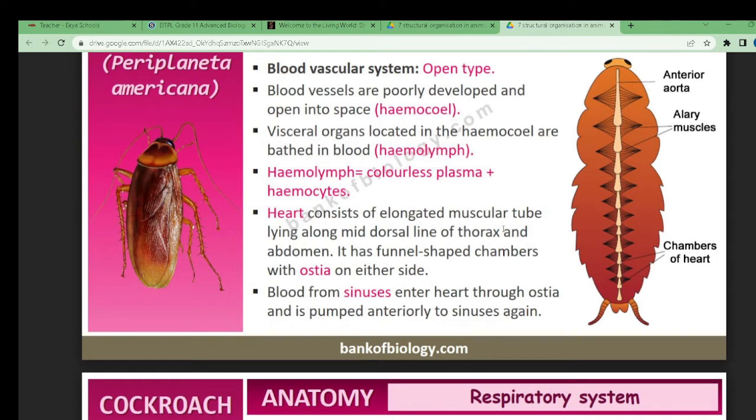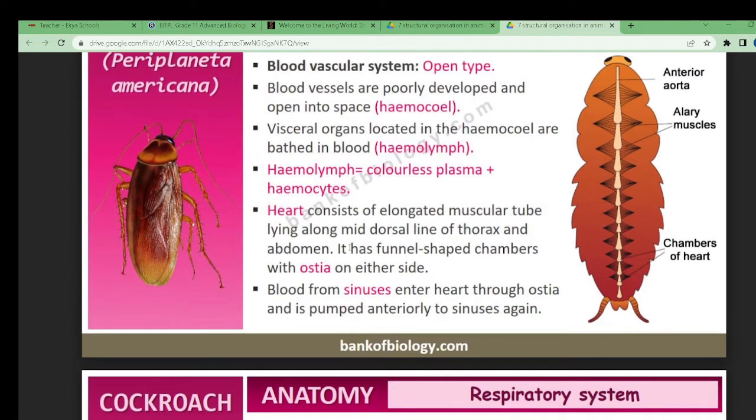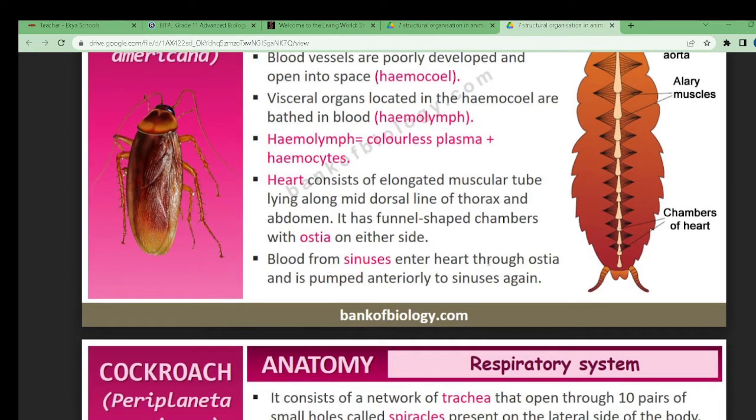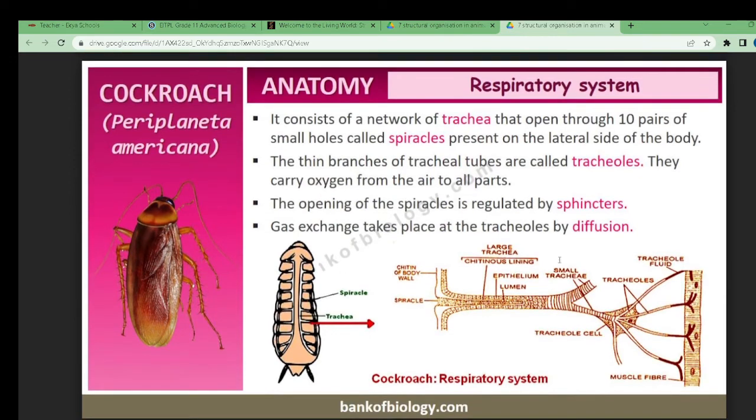The heart consists of an elongated muscular tubule, and together with that, a funnel shaped chamber is there, with ostia on either side. You can see that. So blood from the sinuses enters the heart through the ostia and is pumped anteriorly. When you see the structure, it looks like this.